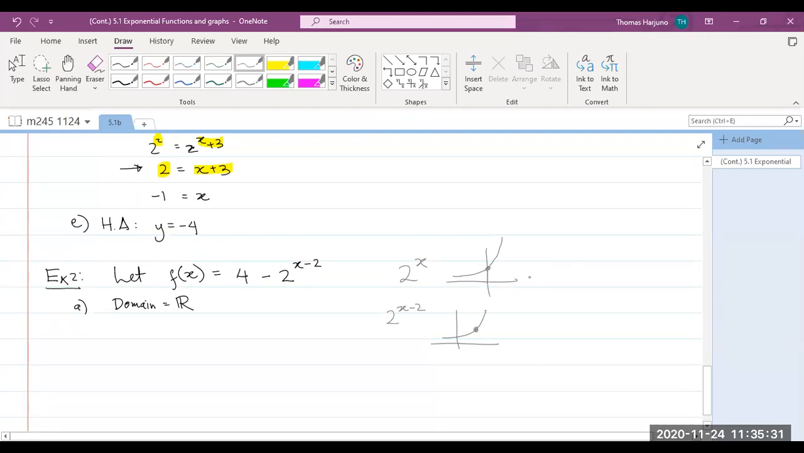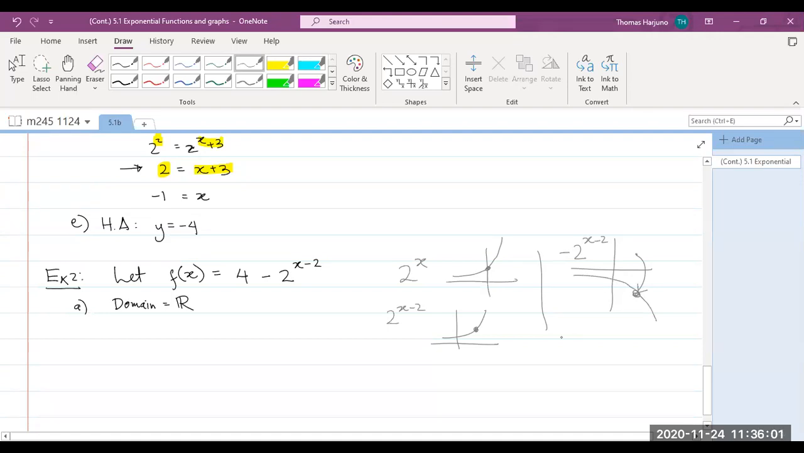Now, what happens with negative 2 to the x minus 2? Can anybody tell me what this will be? When you apply a negative in front of your function, you make it upside down. So the one that was originally here now moves here. Okay, that's what it looks like now.